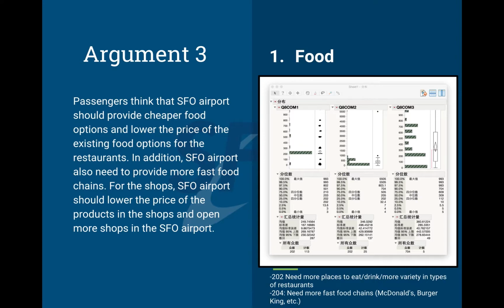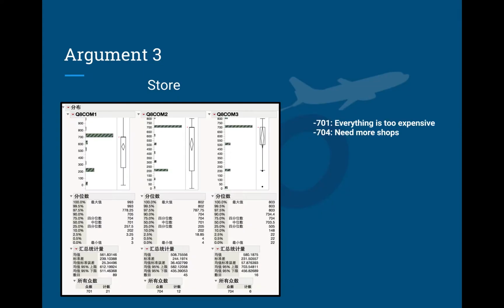So based on this information, we knew that the passengers think they need more places to eat and drink, and they need more variety in types of restaurants. And they also need more fast food chains like McDonald's, Burger King, etc.